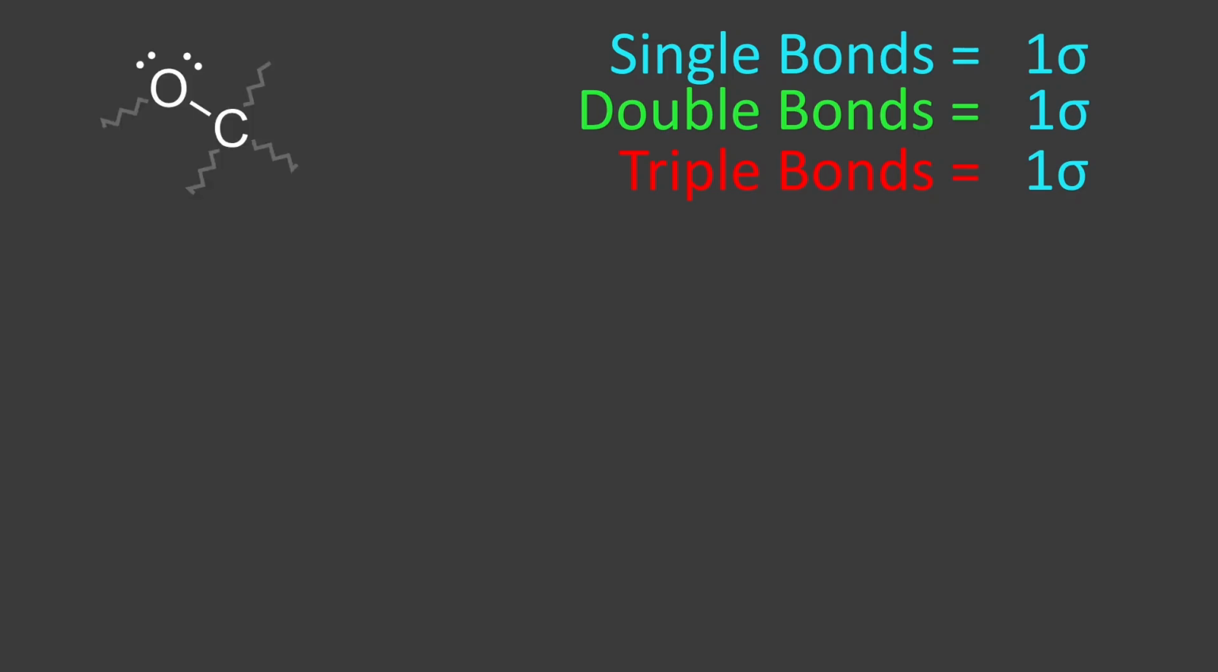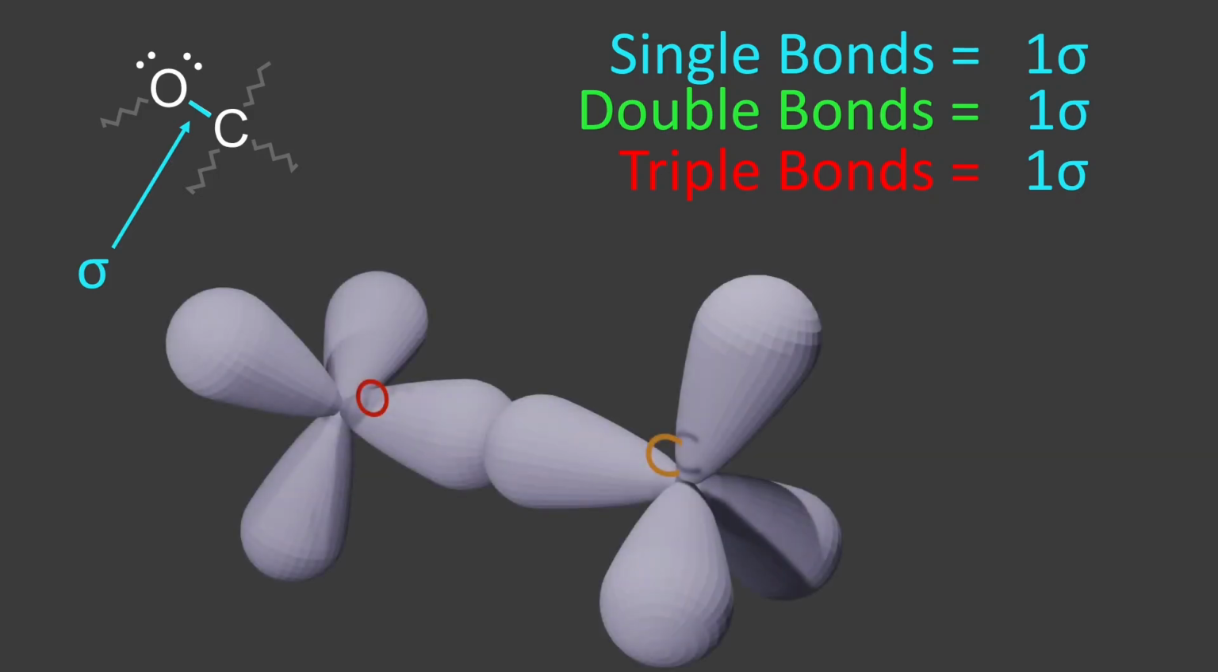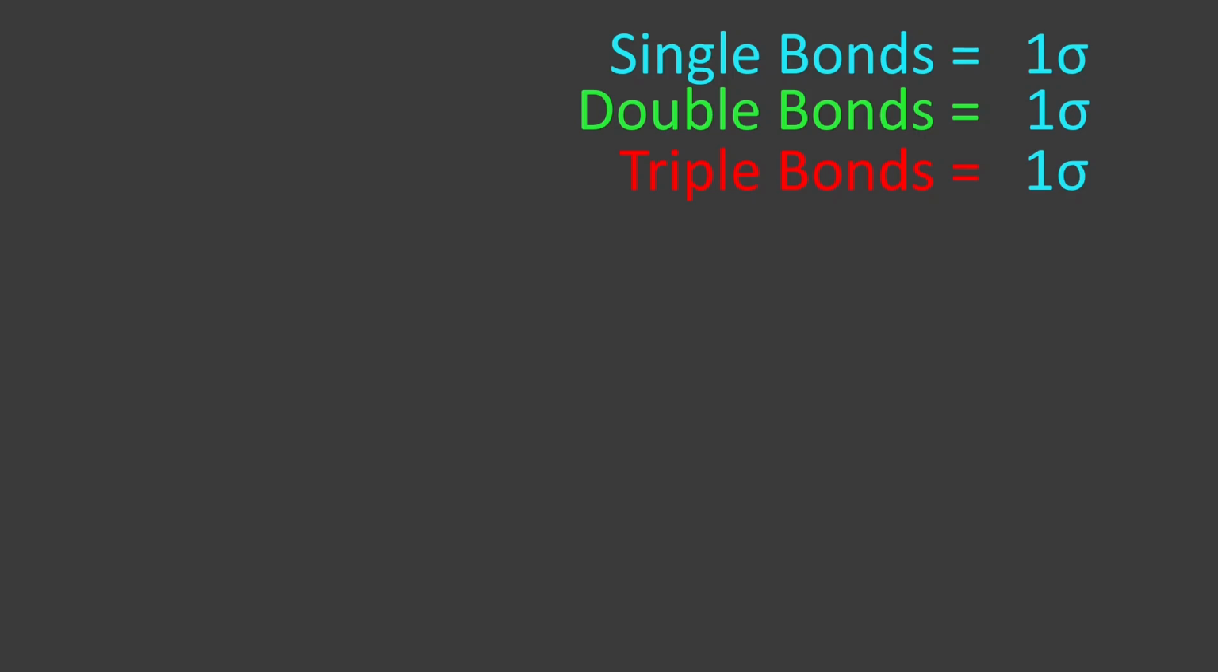In a Lewis structure, one line, as you know, is a single bond, and it represents a sigma bond. In 3D, it would look like this. The head-to-head overlap of 2, usually hybridized orbitals, is this sigma bond. Double bonds have a sigma bond as well as a pi bond. The 2 lines in a Lewis structure represent the 1 sigma and the 1 pi bond.